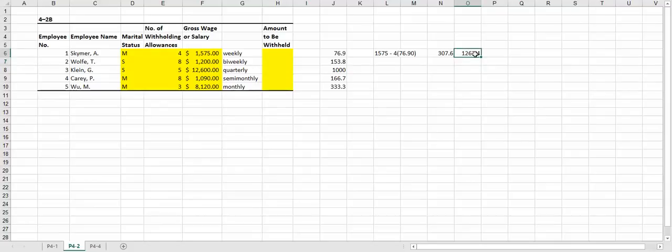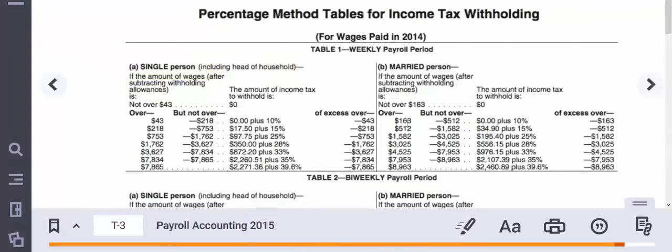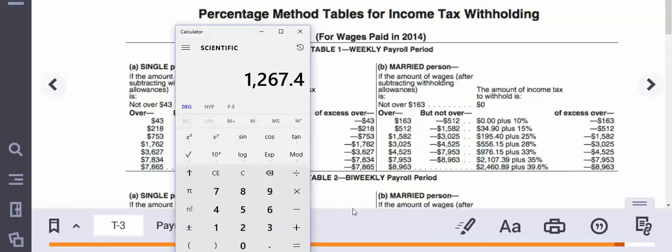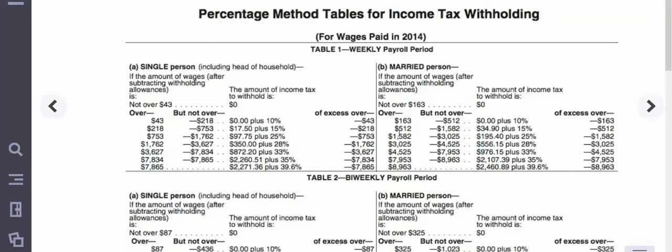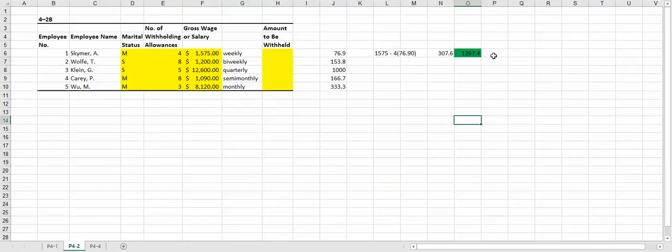So this is the amount we're going to use when we look at the tables in the back of the book. Since he's married and he's paid weekly, we're going to use table 1, the B side. We figured his pay was $1267.40, so he is over $512, but less than $1,582. So we're going to use this second row. We know it's going to be $34.90. Again, I'm just going to make myself a note.